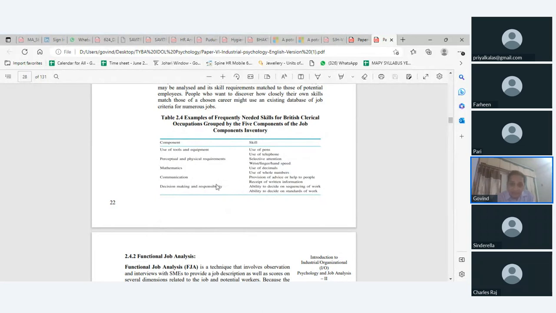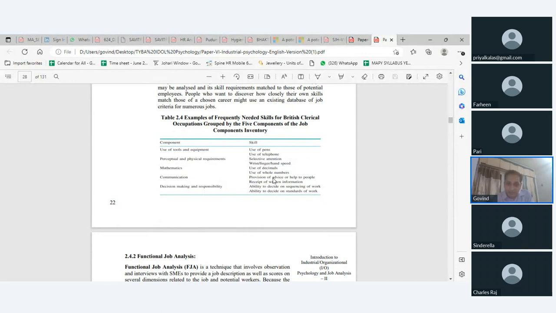Communication: here they have written provision of advice or help to people, receipt of written information. In my terms, communication is whether the person understands the instructions given by the different departments or not. That is the communication skill. The component is communication, and the skill is the ability to interpret the communication given.